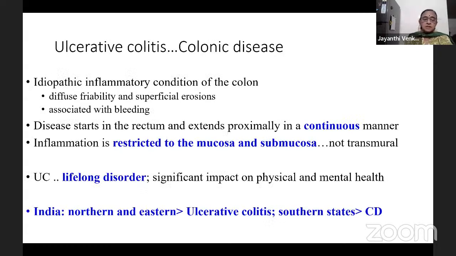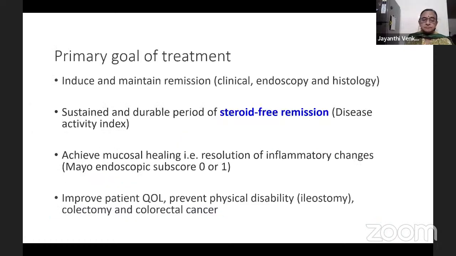Coming to a brief introduction, ulcerative colitis, as we all know, is a colonic disease. It's an idiopathic disease where the mucosa is involved along with the submucosa. It's a continuous disease starting from the rectum. There is friability of the mucosa. Most important to remember is that it is a lifelong disorder with a significant impact on physical and mental health. What's also interesting and important to know is that in India, the northern and eastern parts of the country have more ulcerative colitis, whereas the southern states have more Crohn's disease.